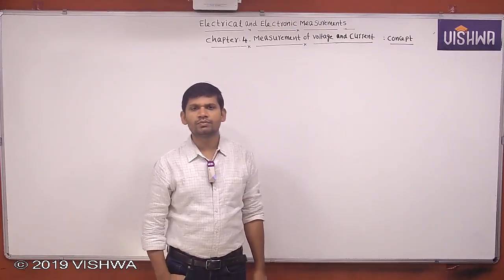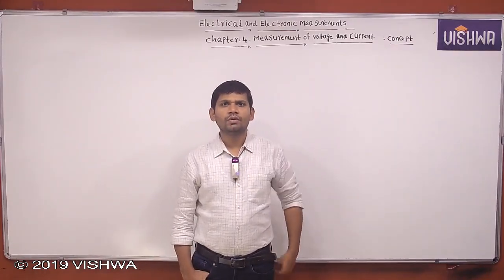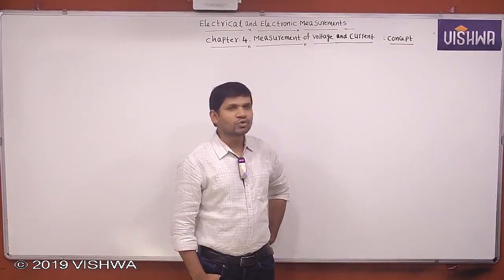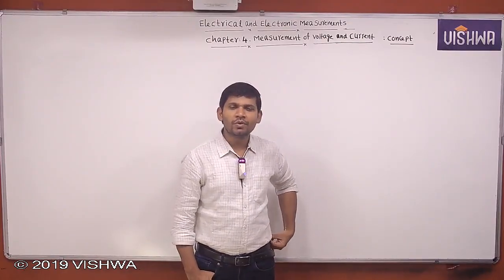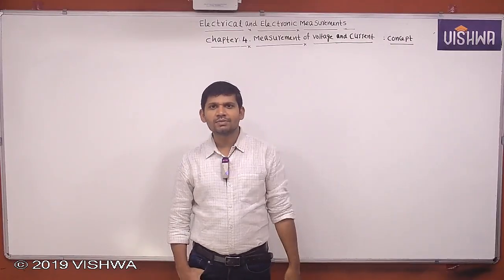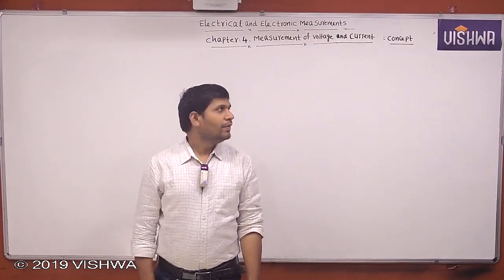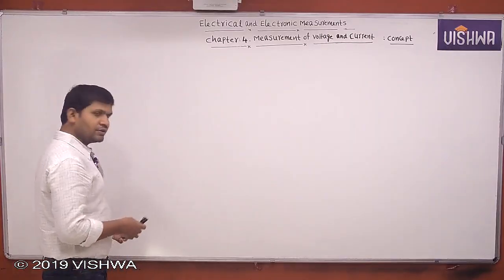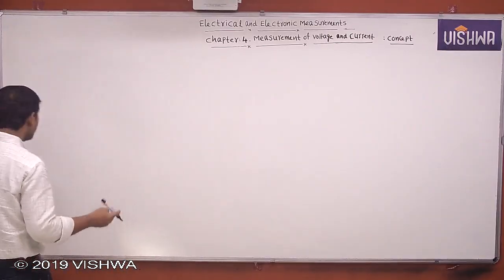With respect to 4.4, what are rectified type instruments? That is the electronic AC voltmeter and the types of rectified type AC voltmeters. Okay, these concepts I discussed. Then in this session I want to discuss 4.5.